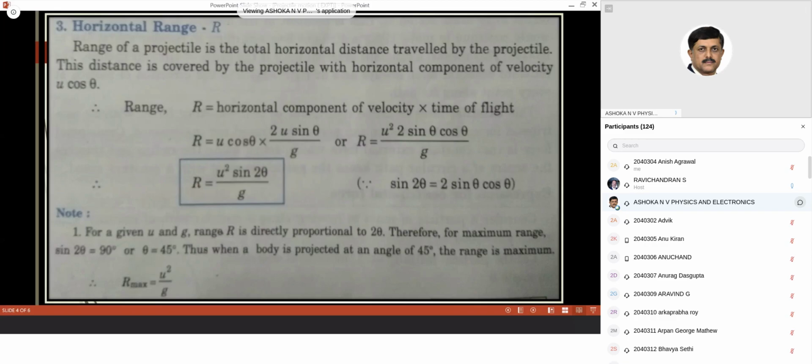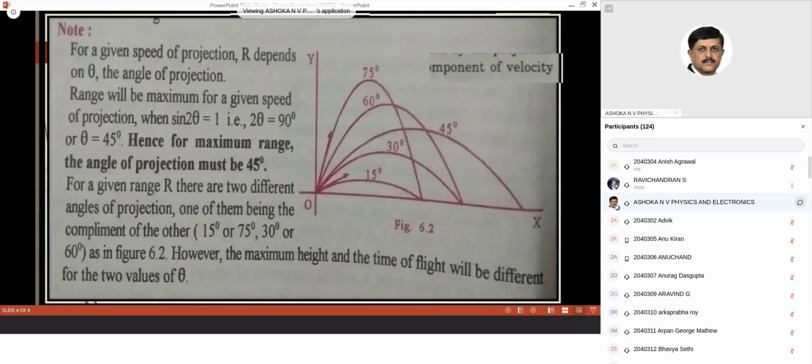Anyhow, that is your maximum range, the horizontal distance covered, then the time of flight and the maximum height. These three things we have to verify using your simulation part. For that, I want to give a little more here. You can see, if you want to verify your range.